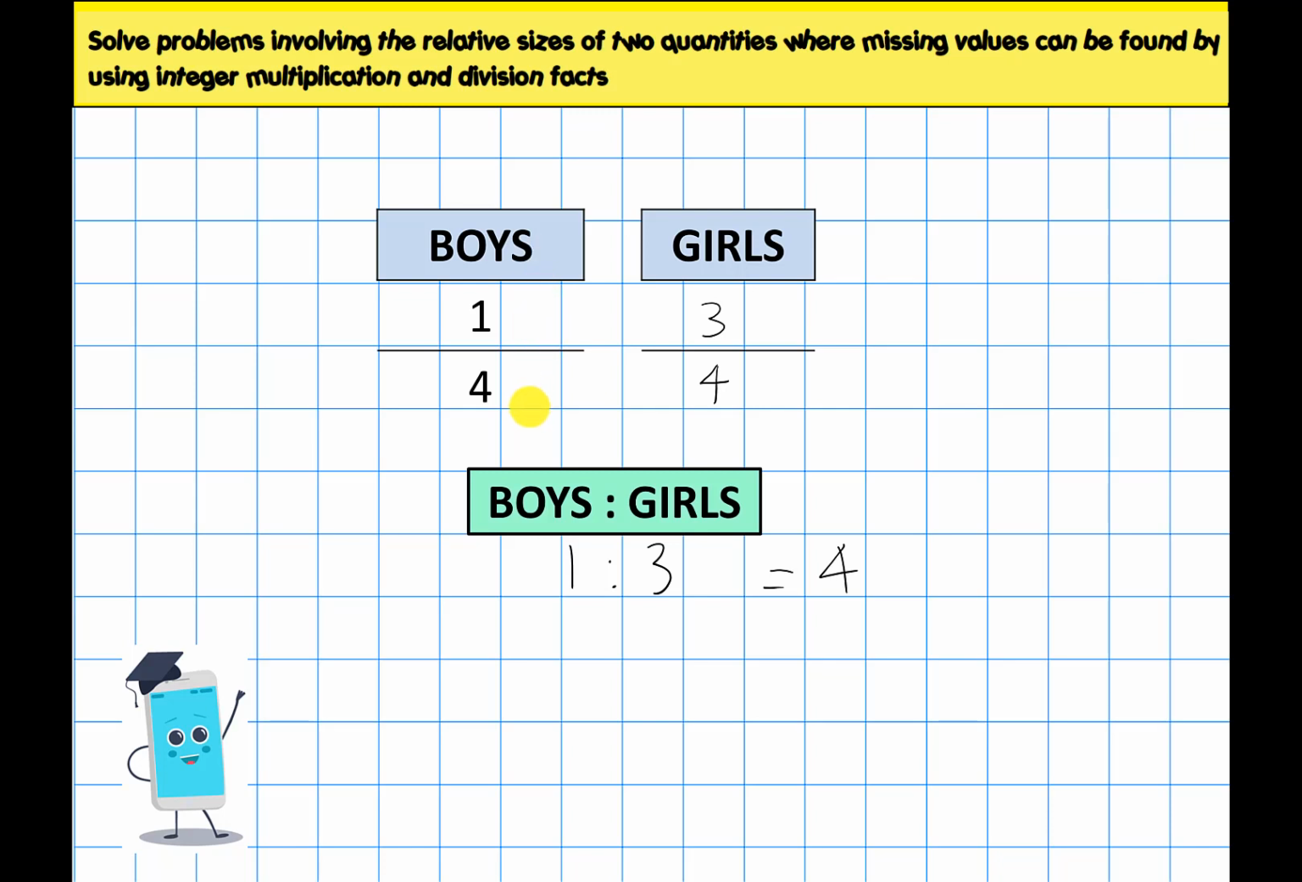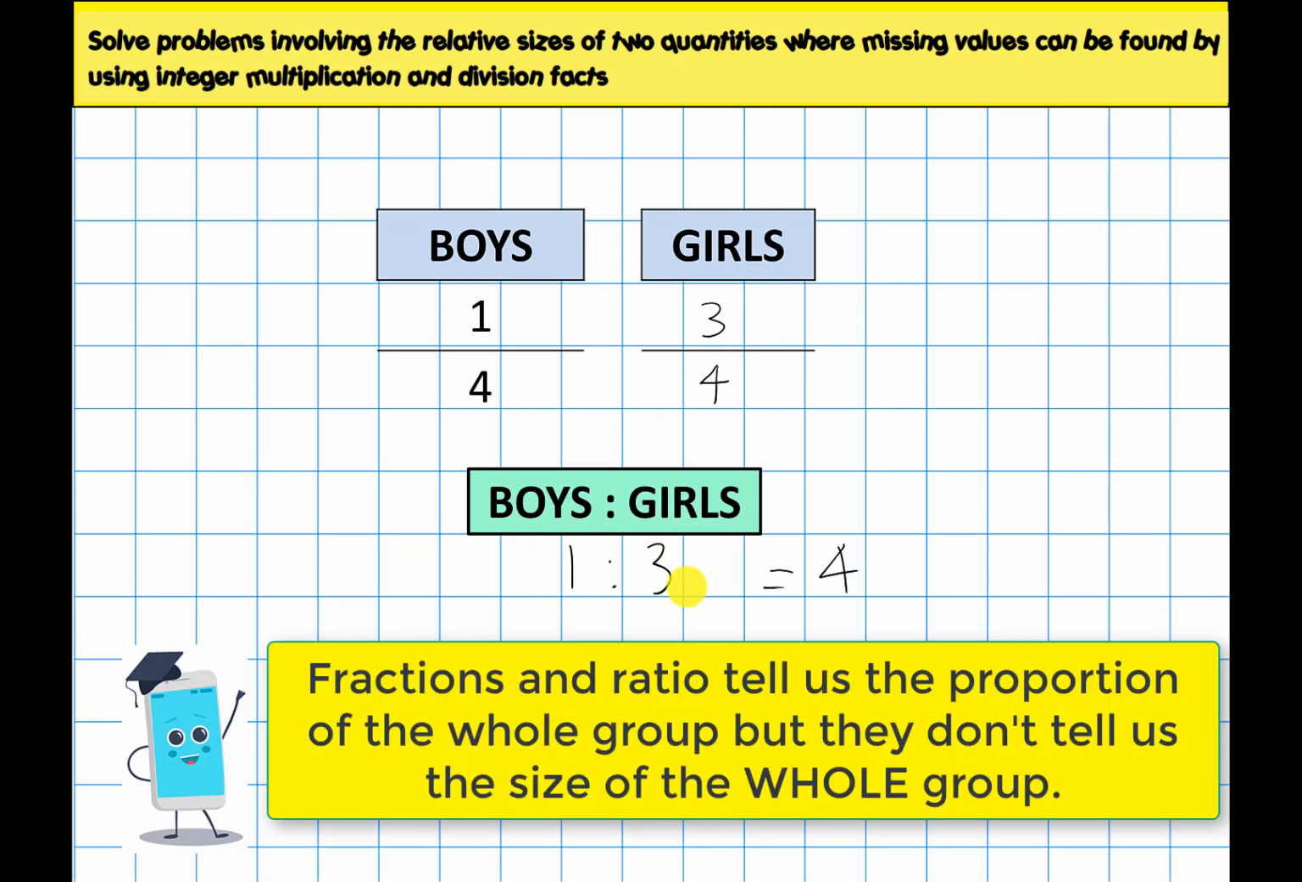Now this fraction tells me 1 out of every 4 people is a boy. This fraction tells me 3 out of every 4 people is a girl. Writing it as a ratio is simply telling me that for every 1 boy, there are 3 girls. This does not necessarily mean that in my group there is 1 boy and 3 girls. There could be 10 boys and 30 girls.